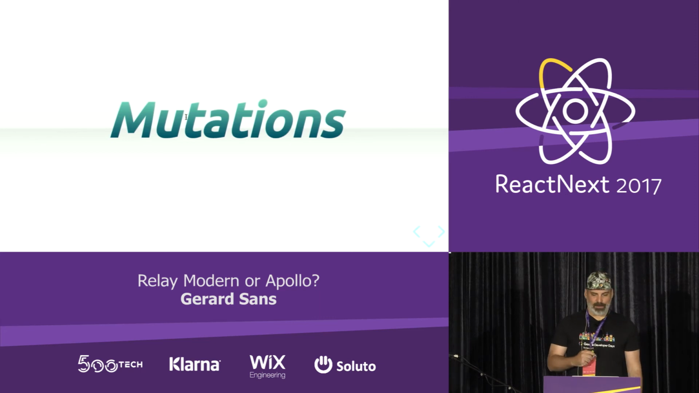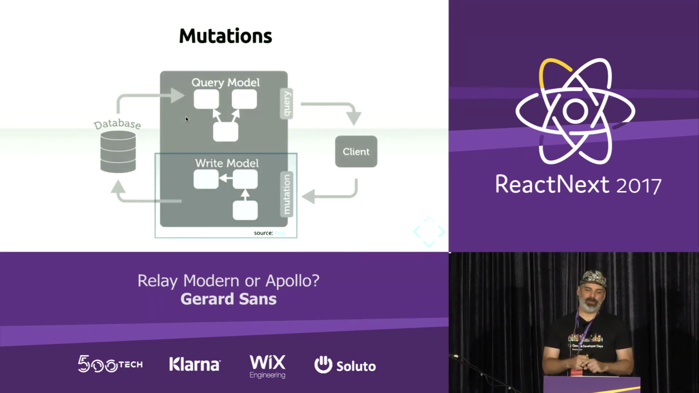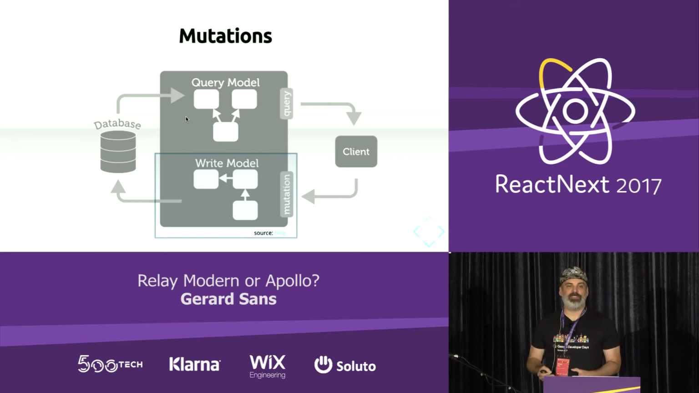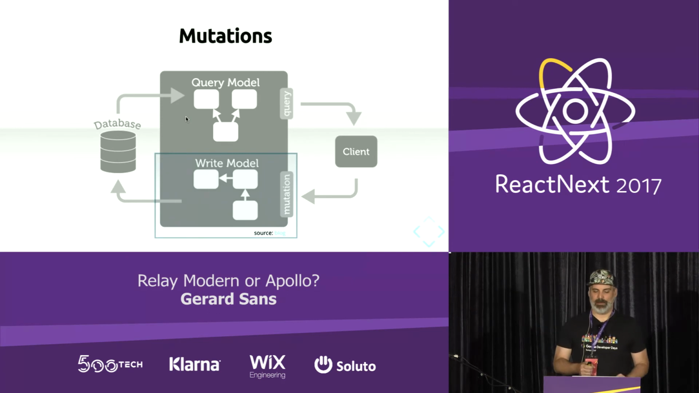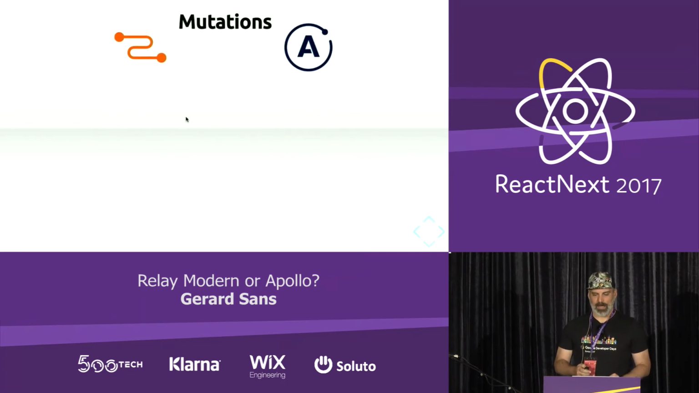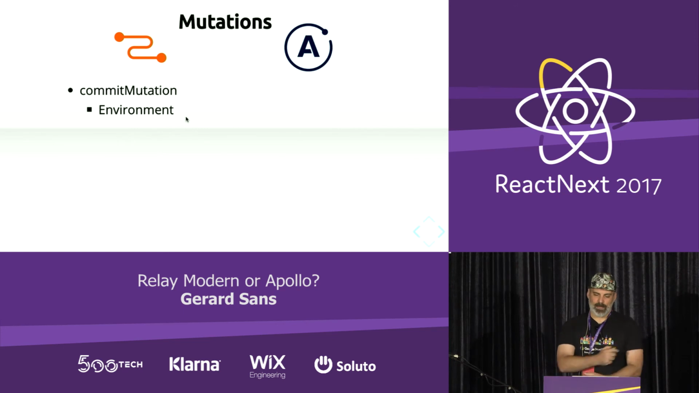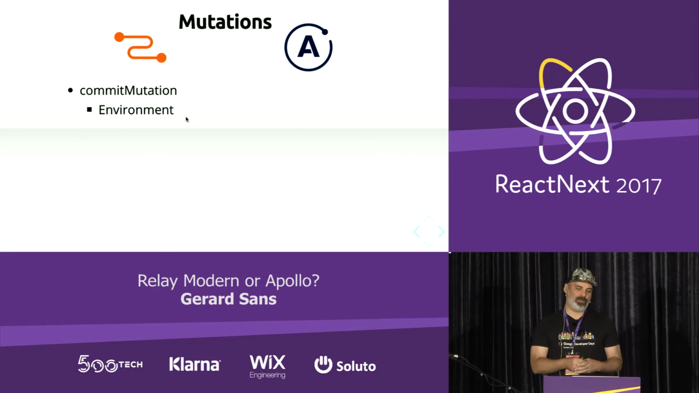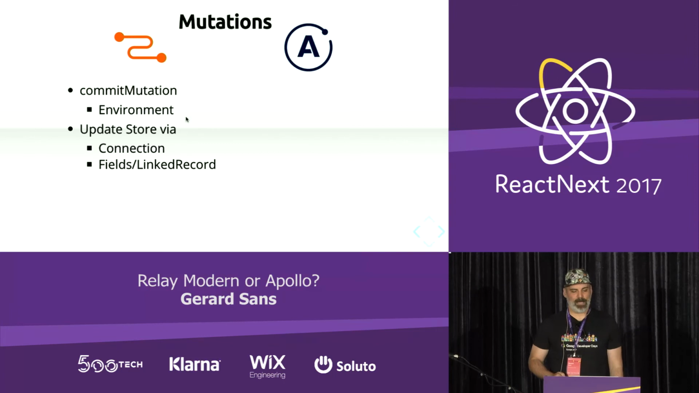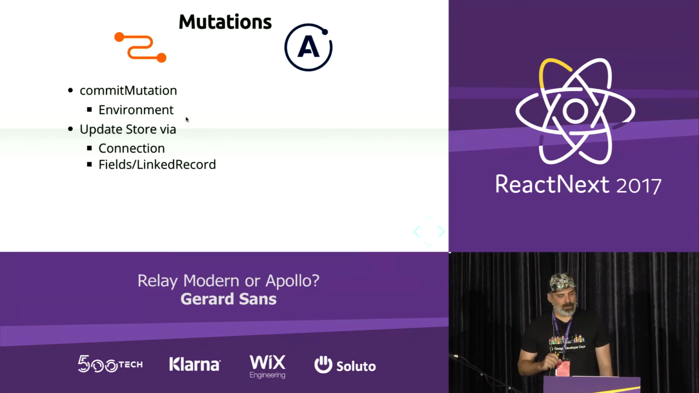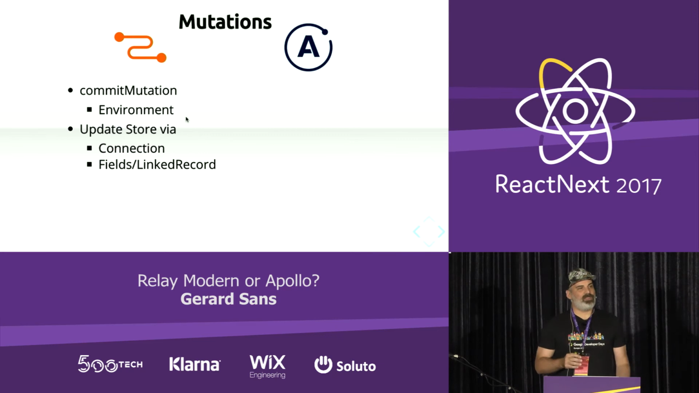Let's move into mutations. So now we are going to change our model, and we are using the mutations API from our GraphQL server, which is this bit at the bottom. So let's compare these two. For Relay Modern, we are now using the commit mutation API, and we are passing the environment as well, which is a common practice. And then we are going to do something quite particular, which is we are going to interface with the store using these different APIs.